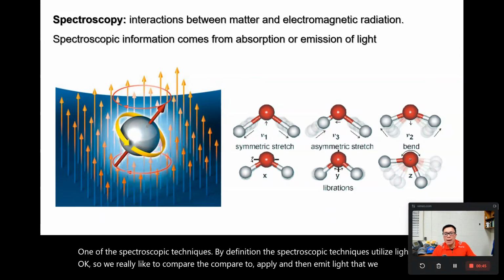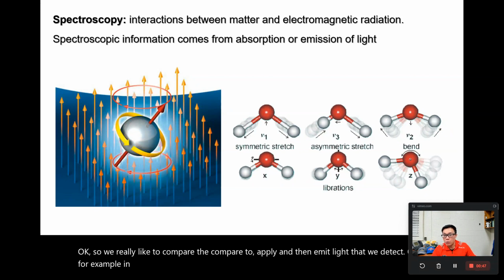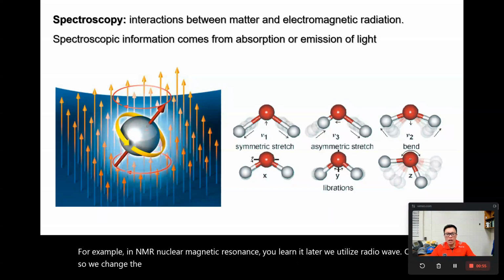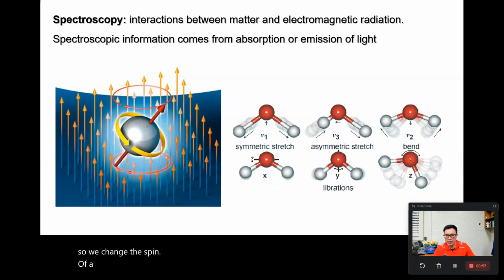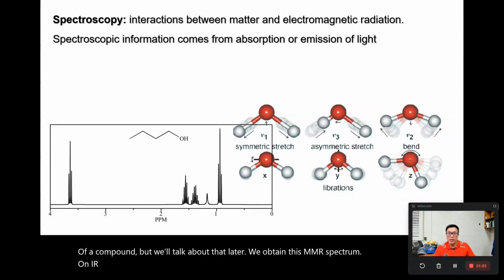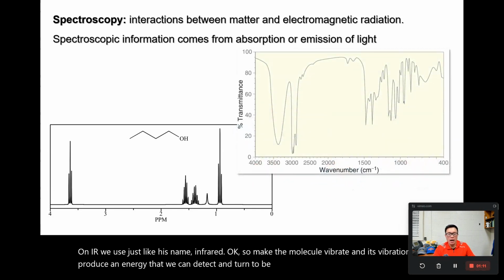For example, in NMR, nuclear magnetic resonance, you'll learn it later, we utilize radio waves. So we change the spin of a compound, but we'll talk about that later. We obtain this NMR spectrum. In IR, just like its name, we use infrared. So we make the molecule vibrate, and each vibration produces an energy that we can detect and turn into, here we go, an IR spectrum.